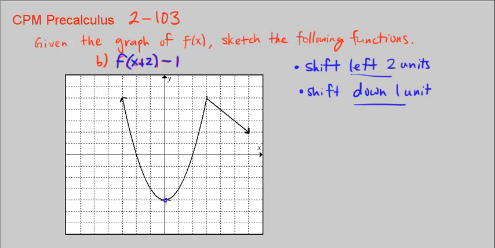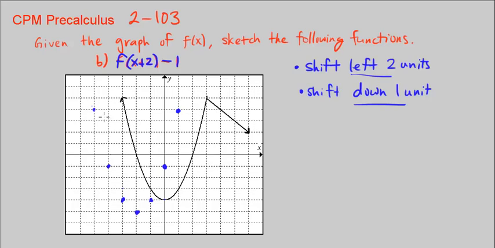So let's start here. X is 0. This goes left 2, 1, 2, down 1. Okay, so this is the new vertex, right? This point here moves left 2, down 1. This point here moves left 2, down 1. This point here moves left 2, down 1. This point moves left 2, down 1. This one, where it ends, is left 2, down 1.